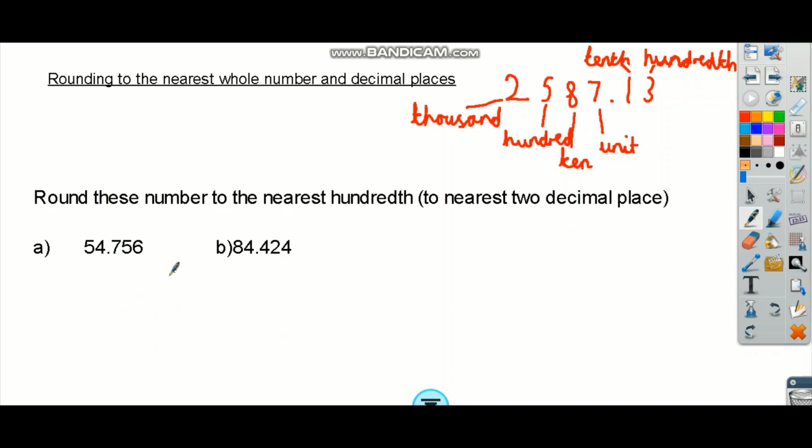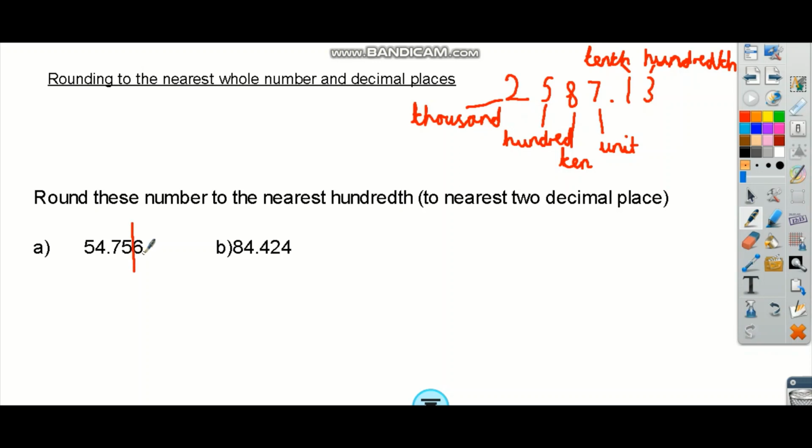Okay, so these are our next example questions. Now, the question is to round these numbers to the nearest hundredth or to 2 decimal places. Rounding to 2 decimal places and the nearest hundredth is the same thing. So to round this to the nearest hundredth, first we find the hundredth, which is this number, and we put a line after it.